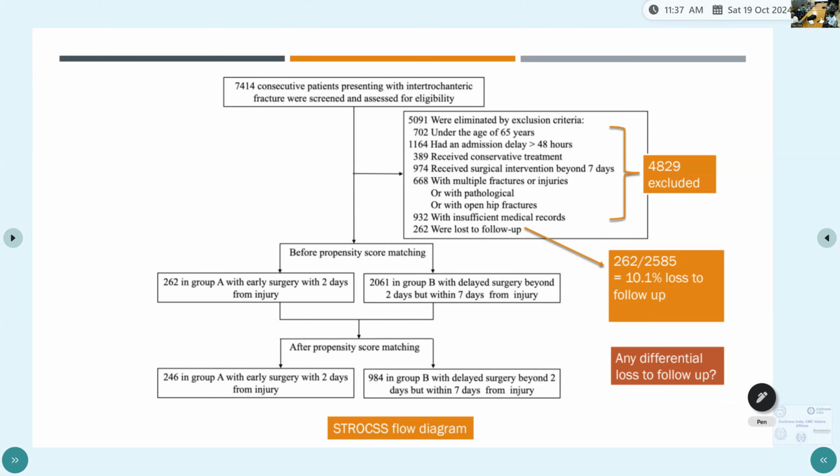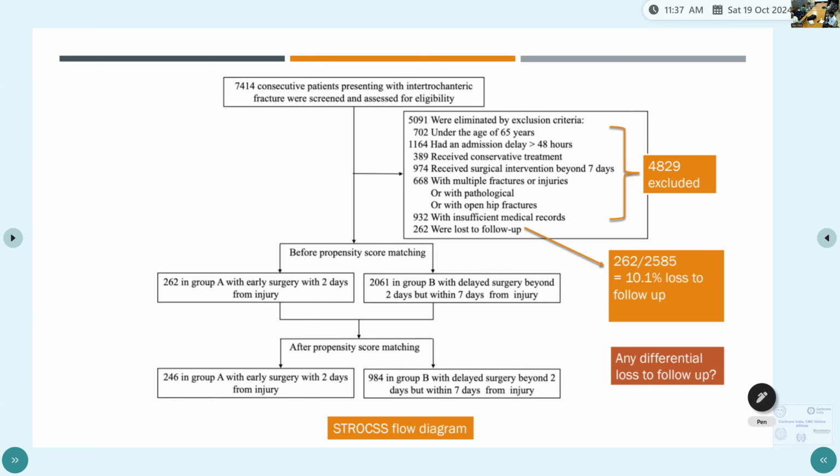So if you look at this flow diagram, the 7,414 patients, as is mentioned in the study title, is the number of patients that were screened and assessed for eligibility. Actually, after this, almost 5,000 patients were excluded. And of the 2,500 patients that were left, 262 were lost to follow-up and hence excluded. So I wanted to highlight this separately.